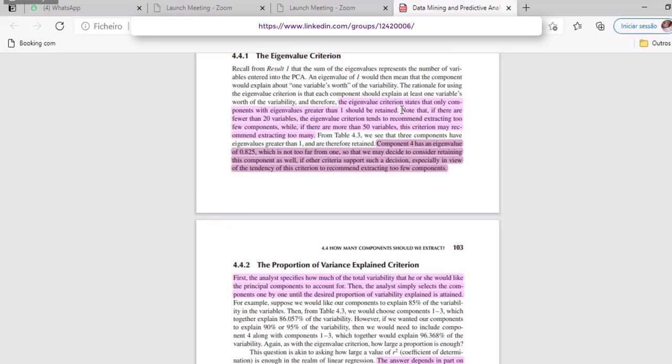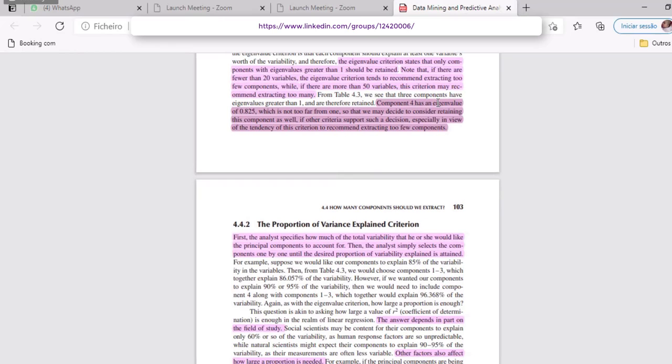And here is an important thing for us when we apply it in practice. It means that if we are dealing with fewer than 20 variables, which is the case of this example, the eigenvalue criterion tends to recommend the extraction of fewer components than we may need. And if we have more than 50 variables, it will recommend maybe too many components, more than we can deal with.